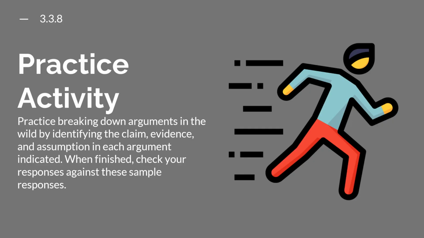It's now time to complete the practice activity for this lesson. In this practice activity, you're going to practice breaking down arguments in the wild. So I've given you an argumentative text to read, and I want you to identify the claim, evidence, and assumption in each of the indicated arguments. Now, you can do this by writing them out using the Tolman model sentence, or you can just label them: claim is this, evidence is this, assumption is this, however you want to do that. When you're finished, go ahead and check your responses against the sample responses that I've linked in your notes document there.